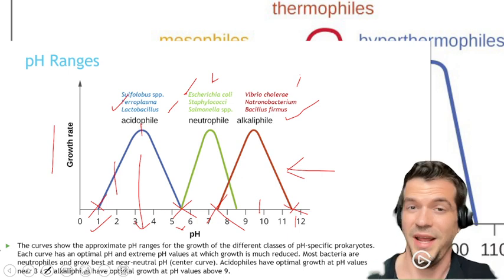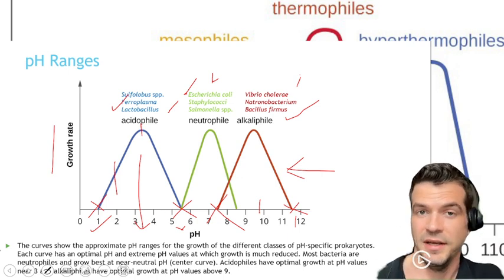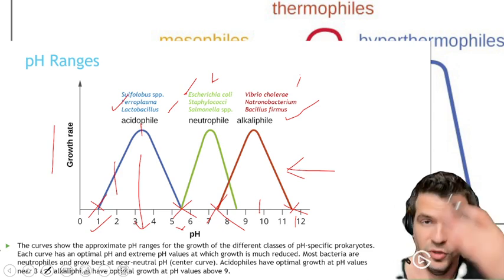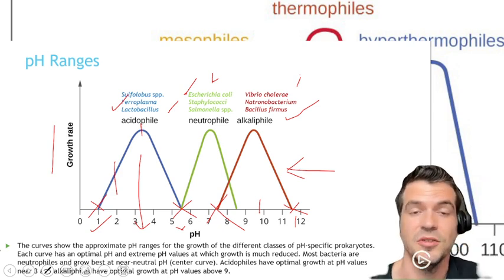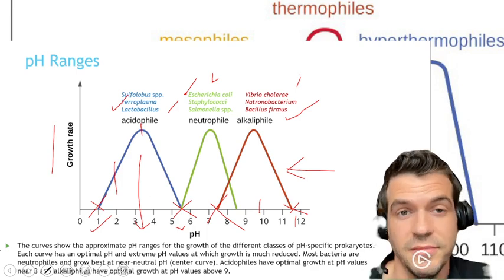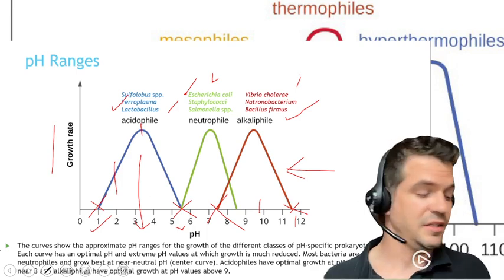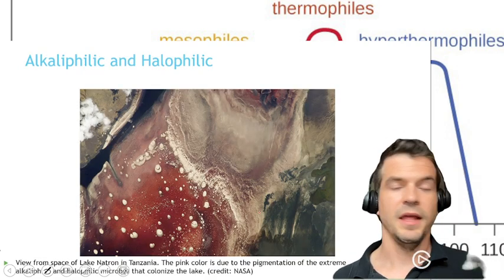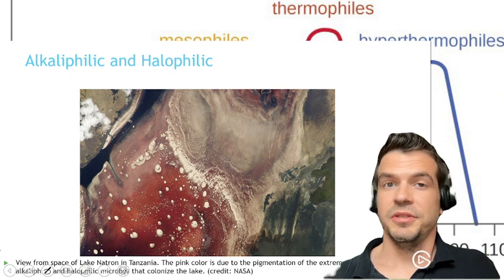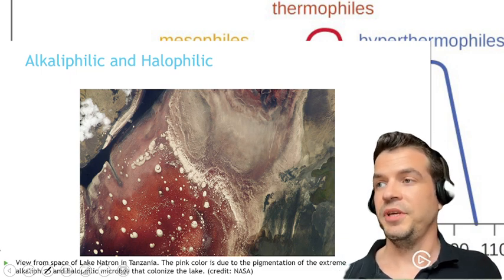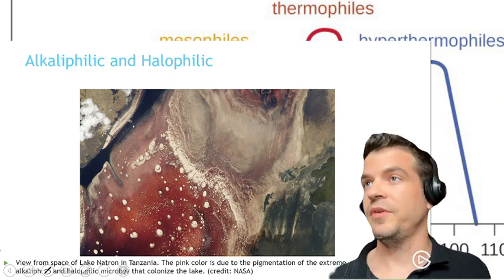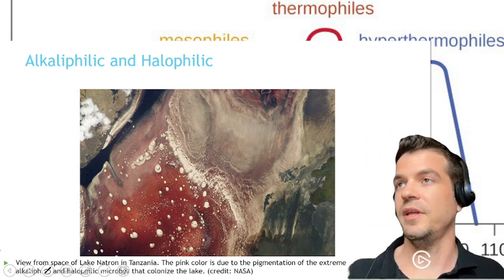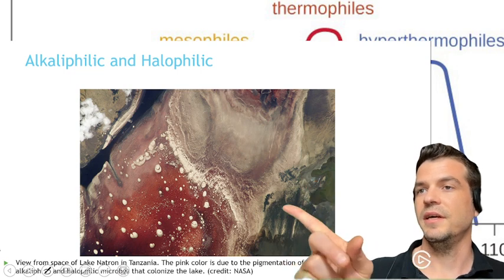Are you in the acid range, 1 to 7? You are probably an acidophile. If you look down and you see you're at 9 to 12, you're going to be an alkalophile. Okay, and then obviously you can make the judgment calls around neutrophiles. Alkalophiles kind of go with halophiles here. Okay, we're going to go with halophiles in just a second. But that's what you see here, an alkalophile and a halophilic bacteria causing that color.